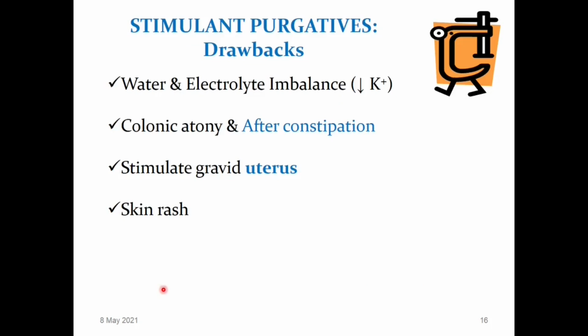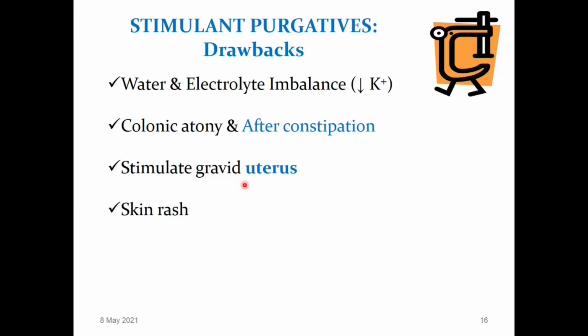But there are some drawbacks also, as there is increased water content inside the GIT. They will definitely cause water and electrolyte imbalance, particularly hypokalemia is more evident. Then colonic atony and after-constipation, if we accidentally give a high dose. The colonic muscles get exhausted and become atonic, which results in after-constipation, meaning after one episode of passing a large amount of stool, there is again an episode of constipation. Then we have to give these purgatives.